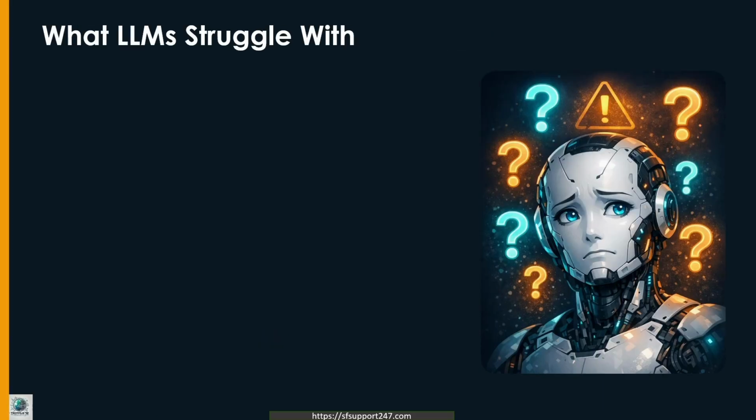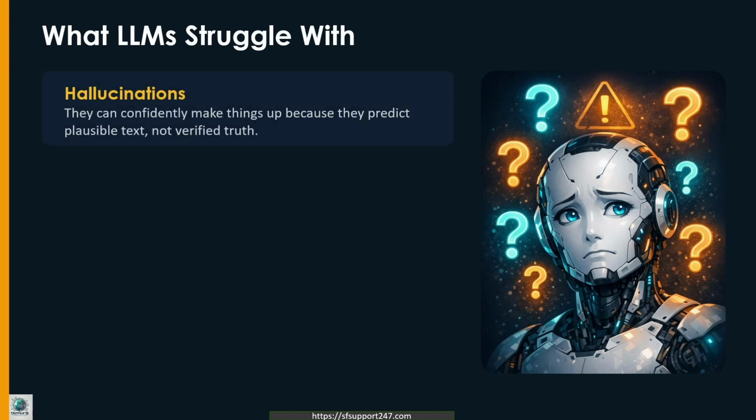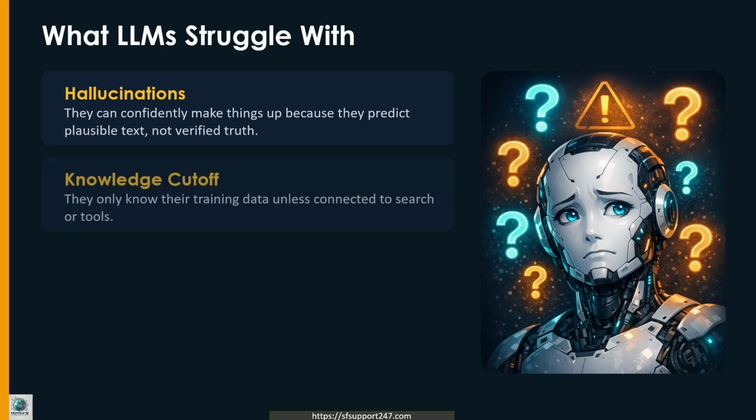What do LLMs struggle with? Like humans, these large language models also struggle with things such as hallucination. They can confidently make things up. It means they may not be real, but they confidently predict something. And they are not the truth. We have to validate that.